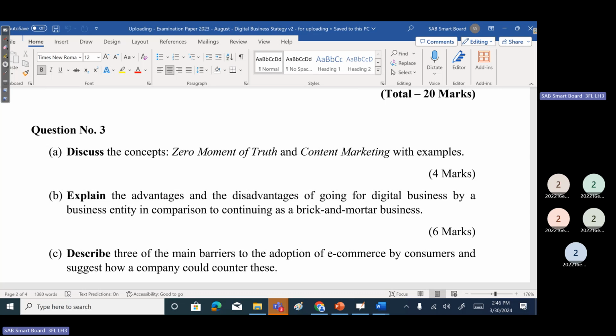Explain advantages and disadvantages of going digital by a business entity in comparison to continuing brick and mortar business. What are the advantages and disadvantages? There was a classroom assignment on this. What are the advantages and disadvantages of going digital compared to brick and mortar? There are several advantages as well as risks of going digital.